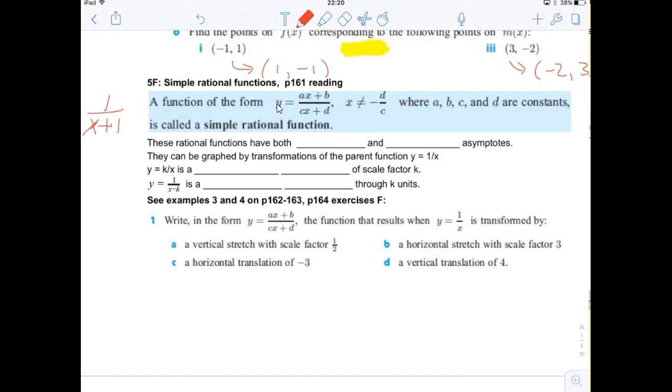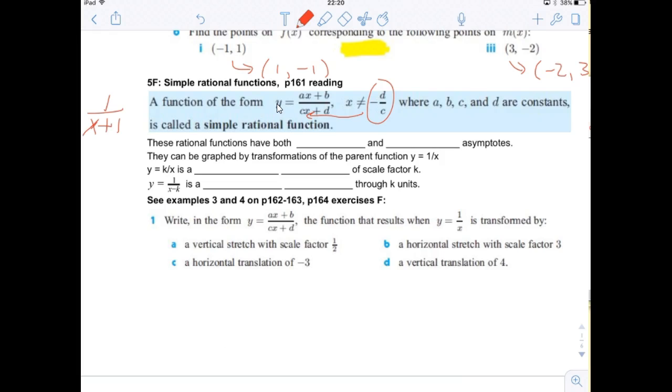Why can't the x value be negative d over c? Well, try it out. Try to put negative d over c in for x in the denominator. What happens? You're going to end up with negative d plus d, or 0, and the denominator is 0, and we know that creates an asymptote. So basically that's a value that's not in the domain. It is also the value of the asymptote.